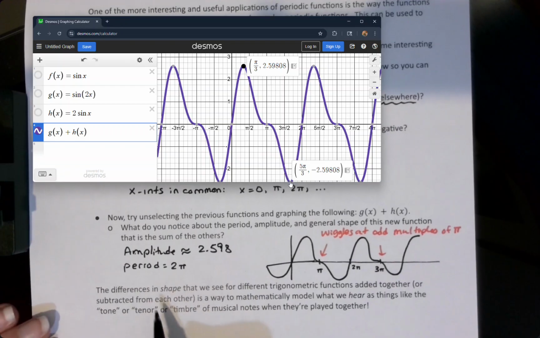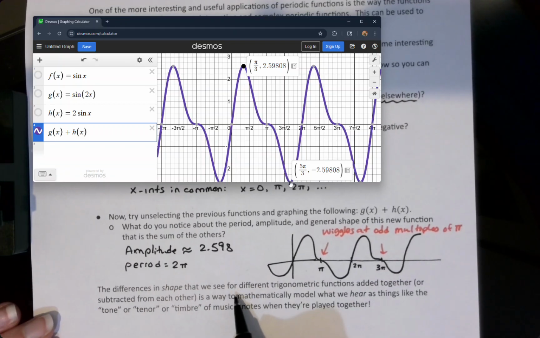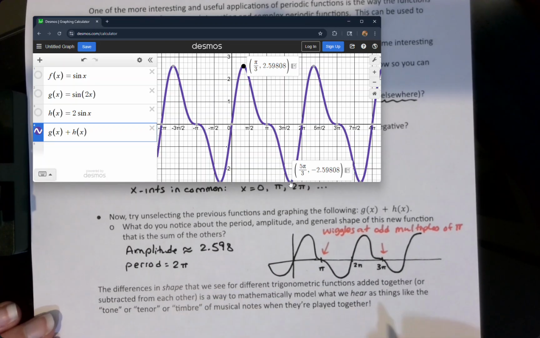The differences in shape that we see for different trigonometric functions added together or subtracted is a way of mathematically modeling what we hear sometimes when we listen to things like tone or tenor or timbre of musical notes when they are played together.